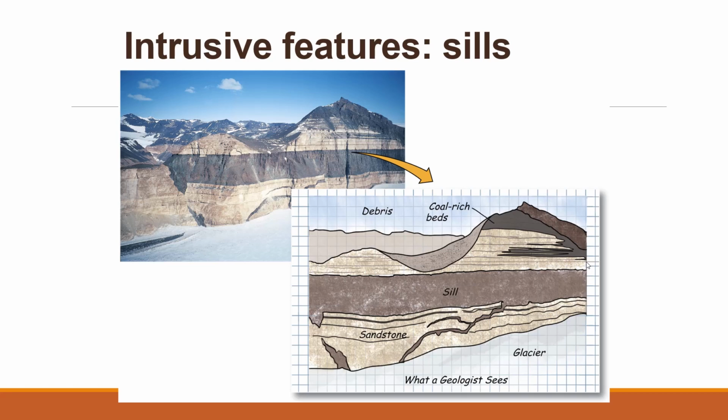The other thing we can use is baked contacts or intrusion. So we're going to look to see, do we see alteration on either side of that sill? If this sill pushed its way between these two layers, it would have been fluid, it would have been molten when it did that. So it should have altered the layers on both sides. So it should have baked the contact. We should have slight metamorphism.